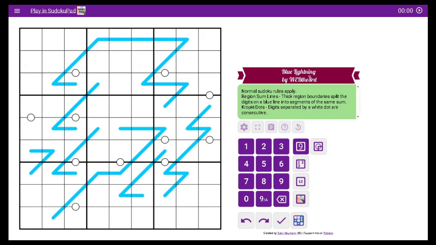Here is Blue Lightning by Webb the Third. Normal Sudoku rules apply. Place the digits 1 to 9 once each in every row, column, and 3 by 3 box.